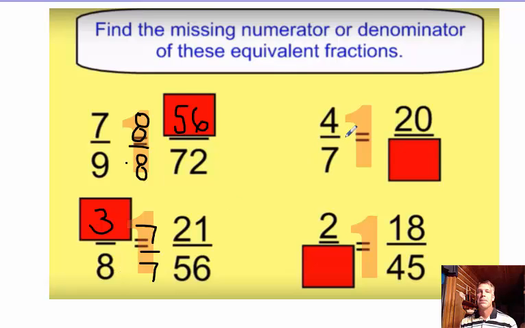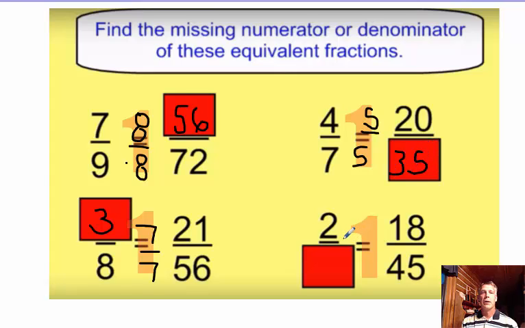Let's keep going here. What about 4 7ths, and I want a 20 on the top. Can I get a number down here? Sure. So what times 4 is 20? You're probably ahead of me. 4 times 5 is 20. So if I multiply 5 on the top, I multiply 5 on the bottom, and I get 35.